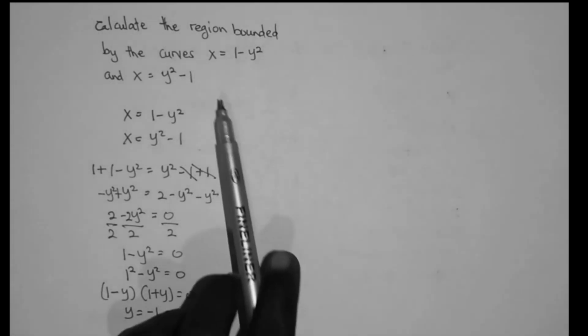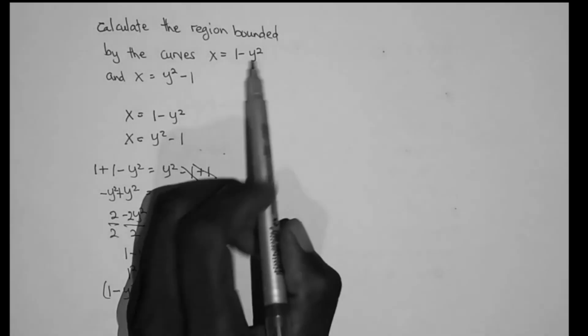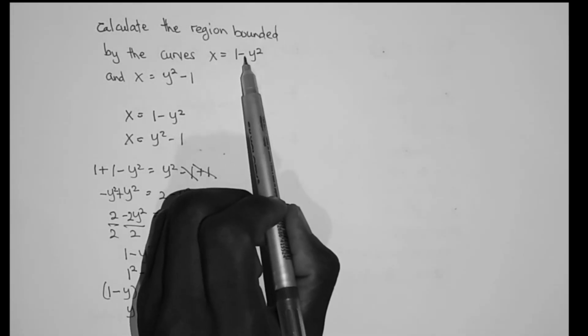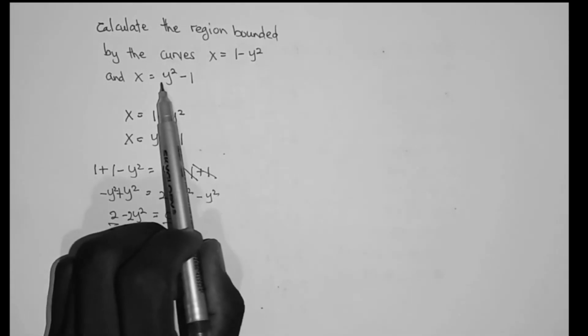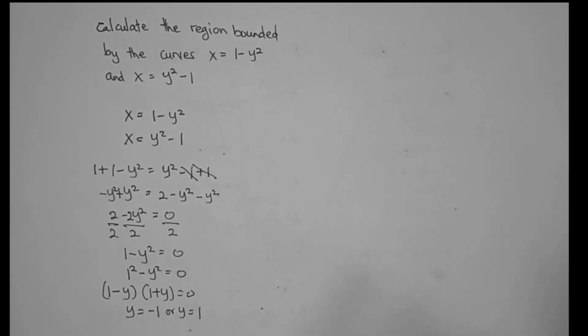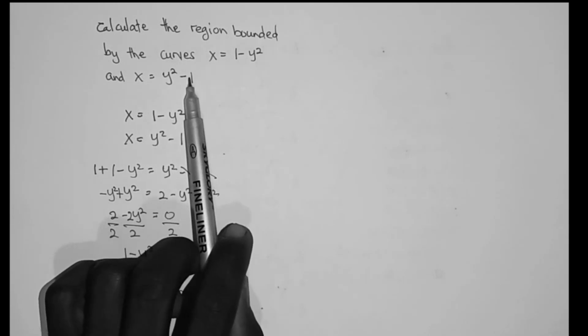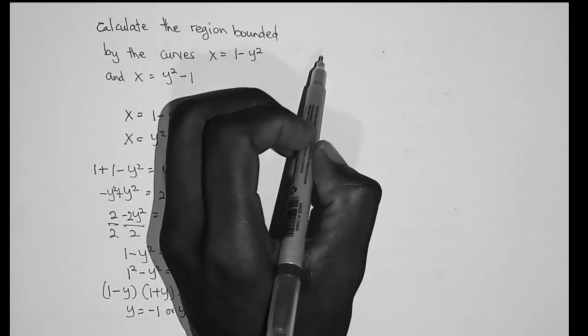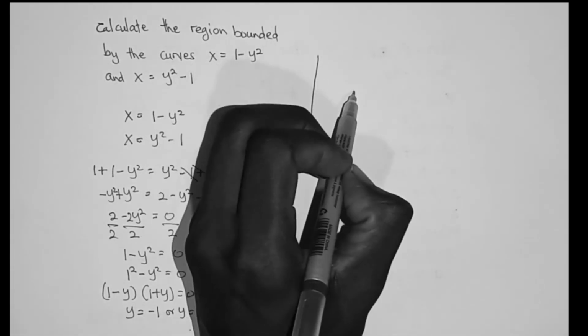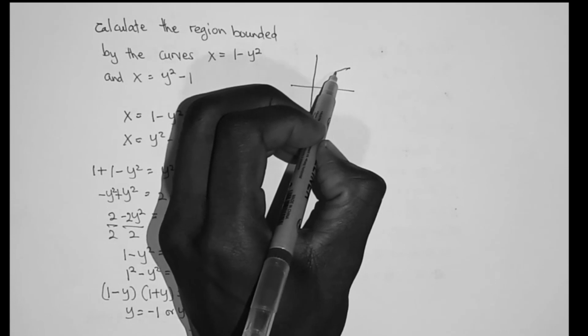Now the next thing we need to do is to sketch these two curves. The first one is 1 minus y squared and the second one is y squared minus 1. So let's start with the second part, which is x equals y squared minus 1. The curve of x equals y squared looks like this.